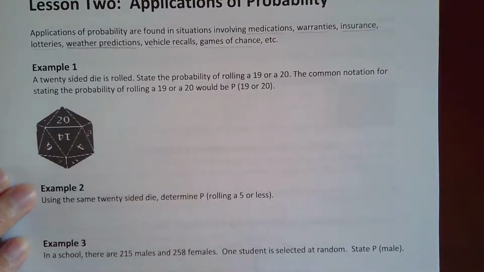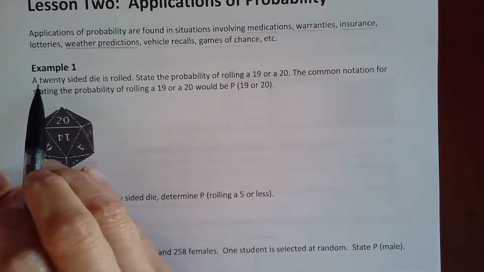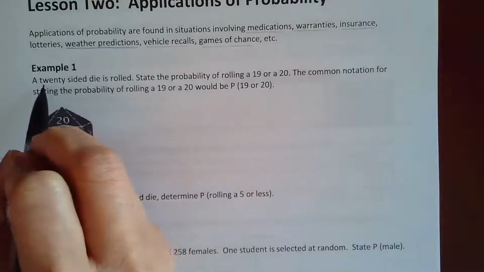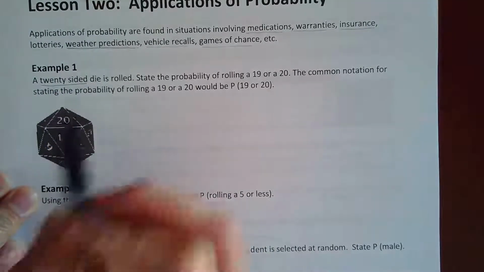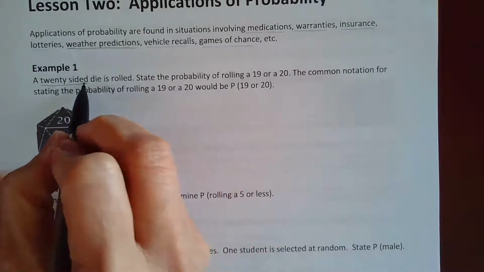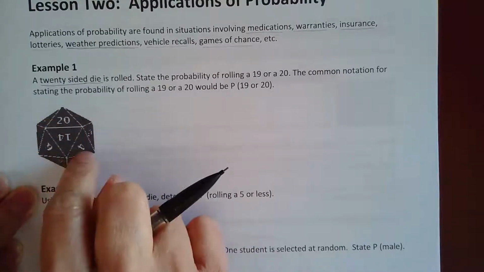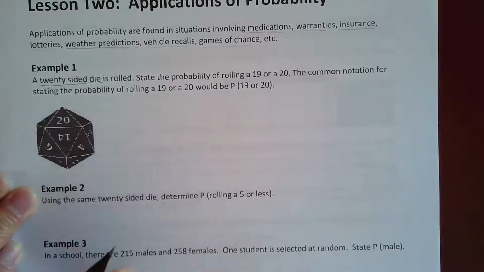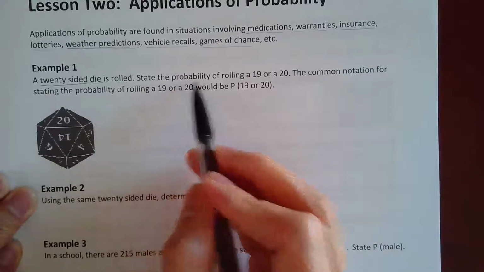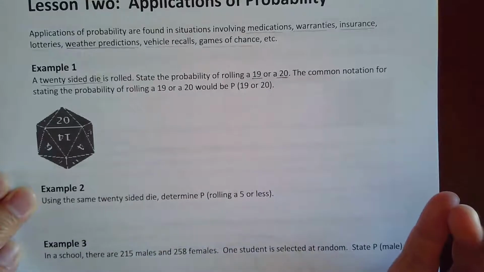So let's take a look at example number 1. A 21-sided die is rolled. So they're telling us there are 21 sides on this die. They have a picture of the die here. Normally we only see the 6-sided, but this one is interesting because it's 21 sides and it's rolled. State the probability of rolling 19 or 20. So what is the probability?